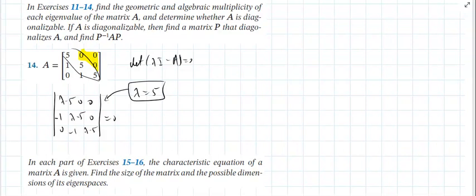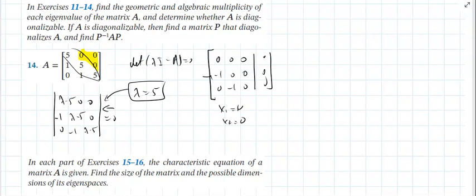Right? Lambda minus 5 cubed. So I'm only getting one vector. There's no way of getting three vectors out of that, right? And if I write it out, I'll show you just in case you're wondering. That's 0, 0, 0, negative 1, 0, 0, and 0, negative 1, 0. In this case, I notice that x1 is 0, x2 is 0, x3 is 3.